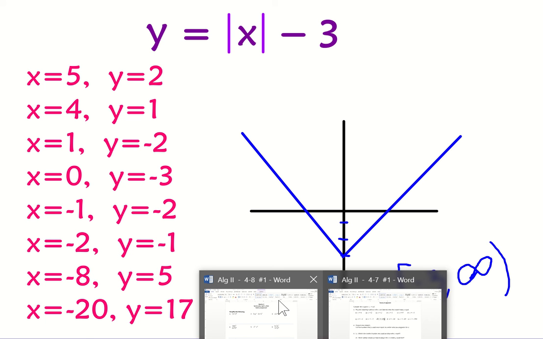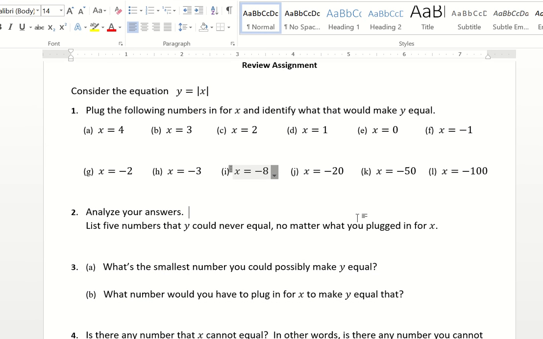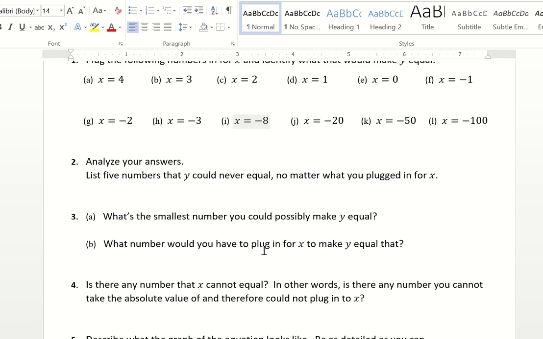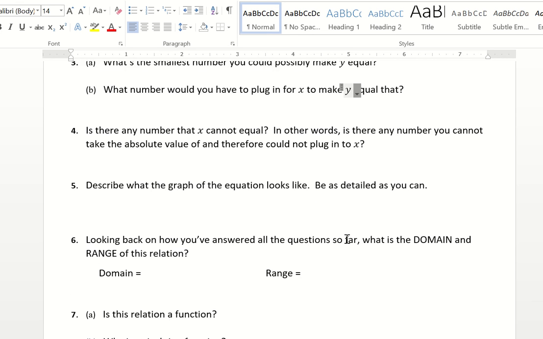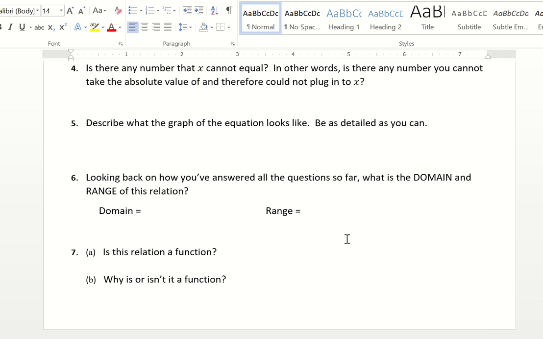What else was talked about here? Describe the graph. Yeah.